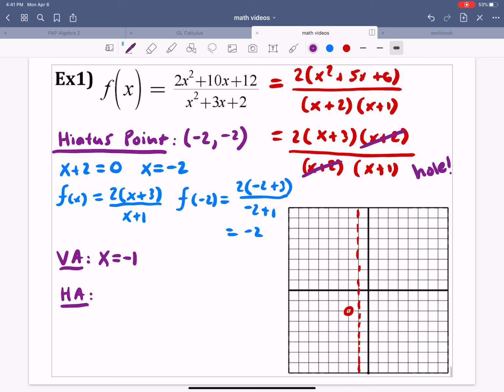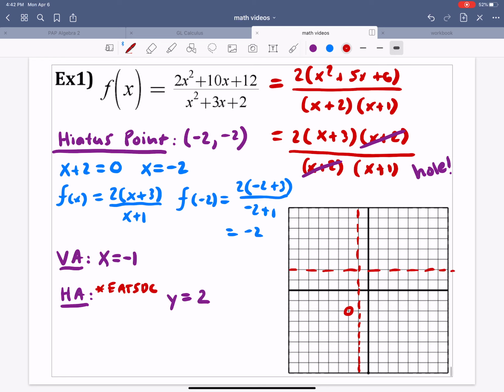This is where we need to use our acronym, Bobo Botten Eats DC. So if we look at this function, this is an Eats DC. If you need to make yourself a little note, that's fine too. This is an Eats DC because the exponents are the same. So we divide the coefficient on the top by the coefficient on the bottom. So that's 2 divided by 1, which would be 2. So let's add that to our graph. Horizontal asymptote at y equals 2.